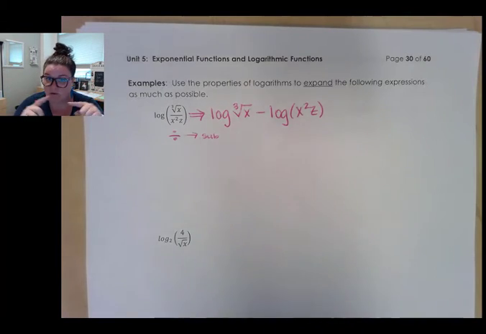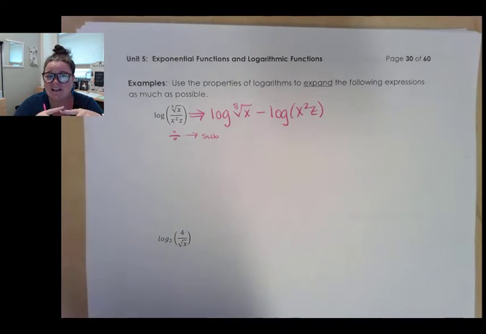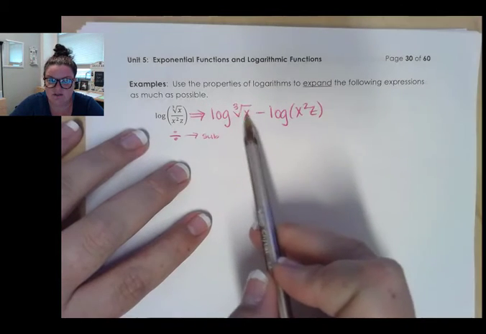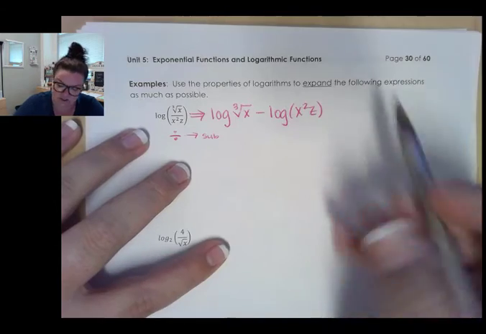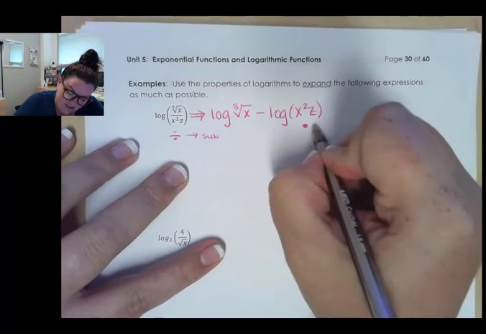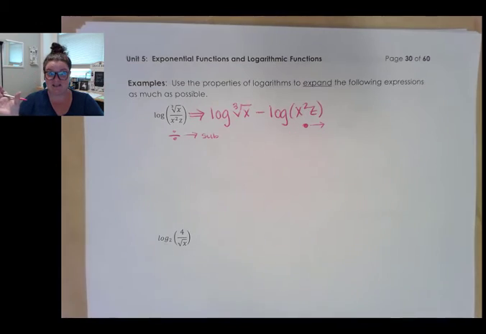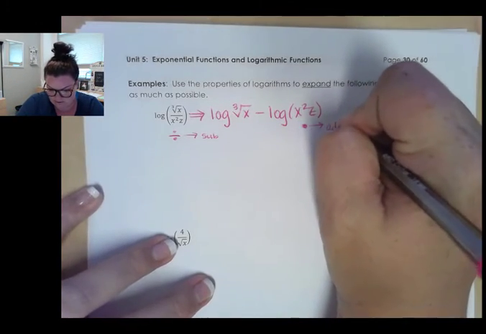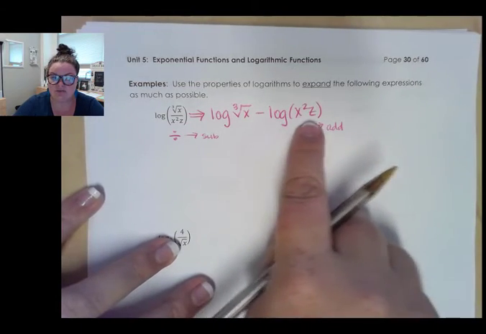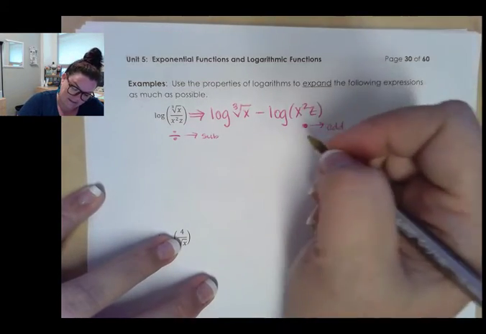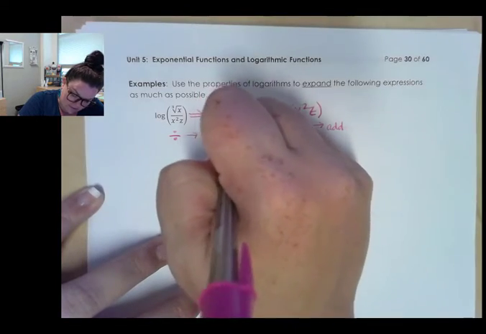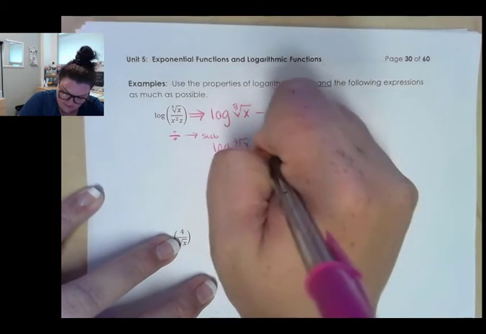But I still need to break up any multiplication and I still need to get rid of any powers, okay? So there's a couple of things that I can do here. First thing I see, I'm going to leave this mess alone, but I see that this has a multiplication. And we know that multiplication can be expanded into addition, which means I can create an addition term for this. So I'm going to go ahead and write this as log of the cube root of x minus.